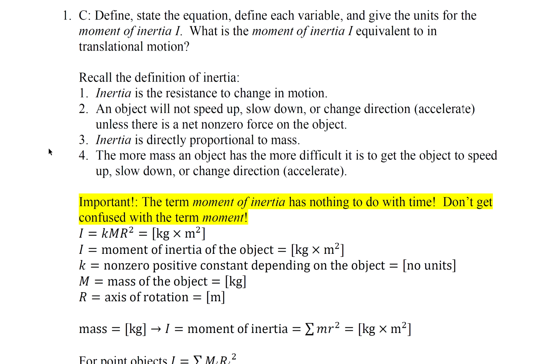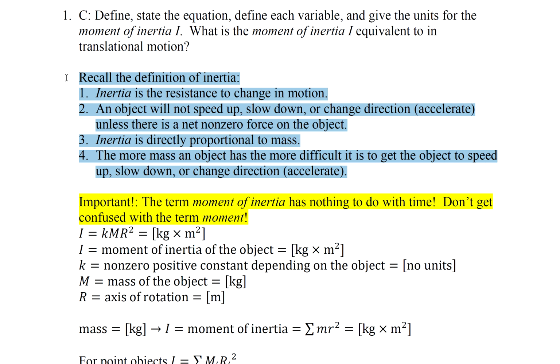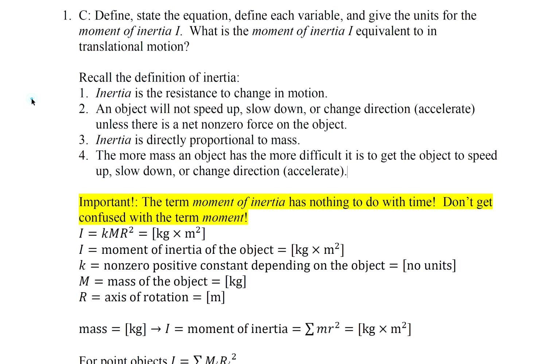So recall the definition of inertia. Inertia is the resistance to change in motion. An object will not speed up, slow down, or change direction unless there is a net non-zero force on the object. Inertia is directly proportional to mass. And the more mass an object has, the more difficult it is to get the object to speed up, slow down, or change direction, meaning accelerate.